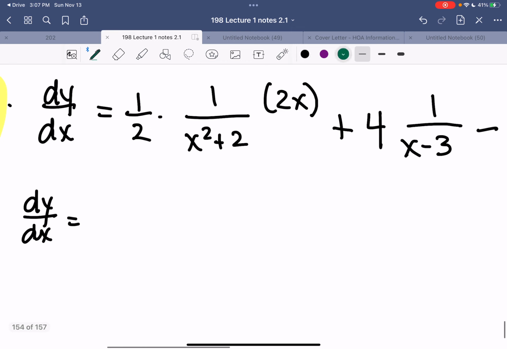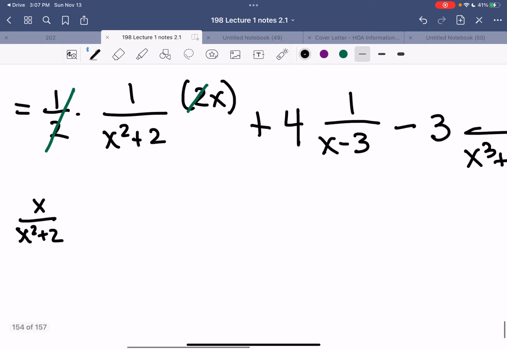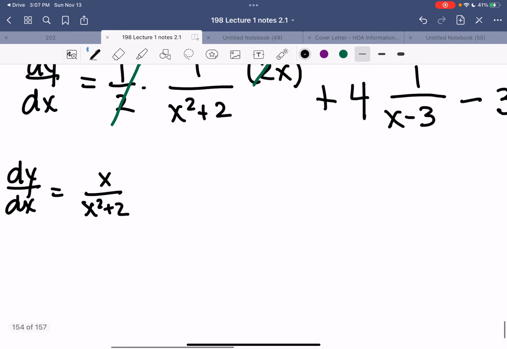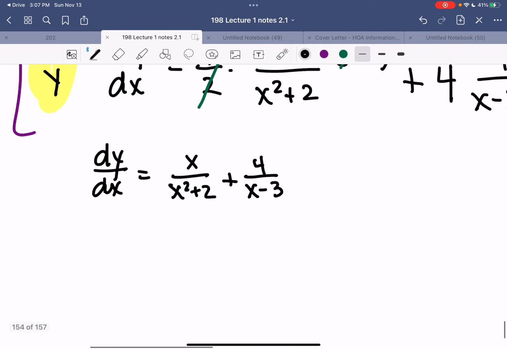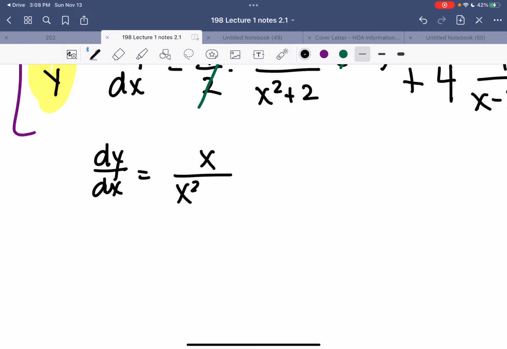In this first term, the 2 and the 1/2 cancel out, and I have an x on the top and an x squared plus 2 on the bottom. In the second term, I'm just going to multiply across, so 4 times 1 is 4 over x minus 3. And actually, let me write this a little bigger because I feel like we're getting small. So we have x over x squared plus 2 and 4 over x minus 3.